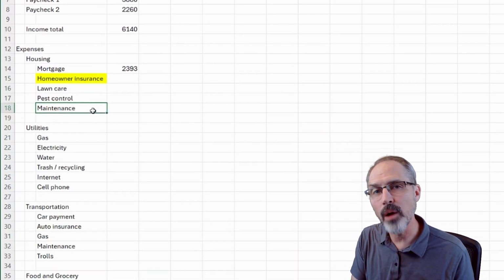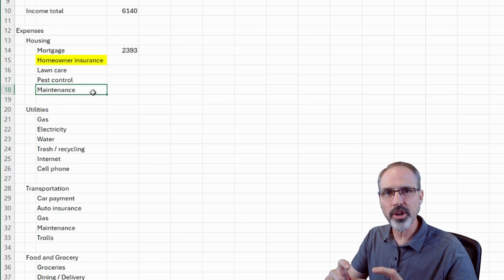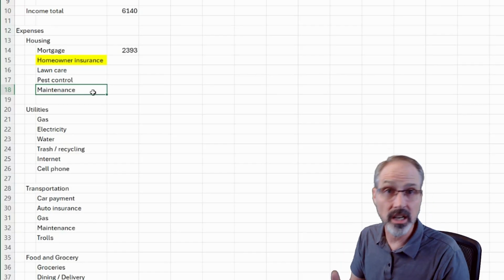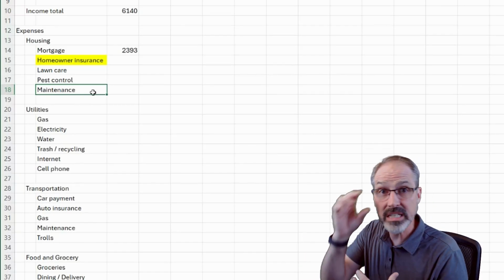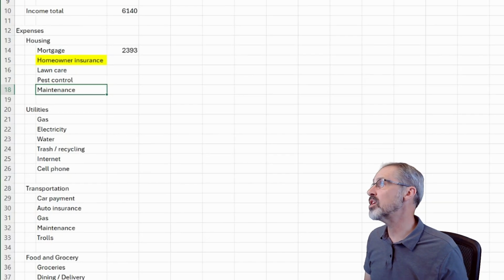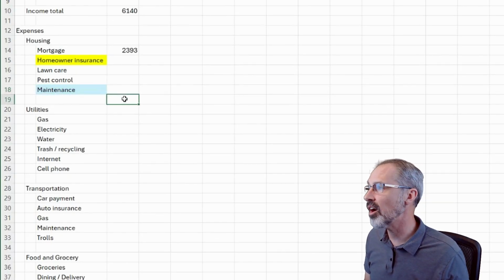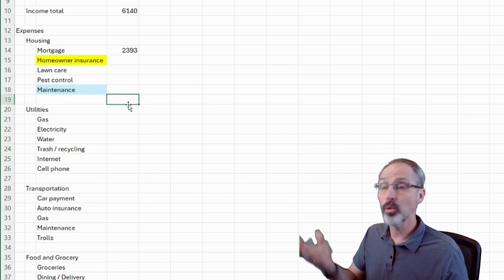And maintenance, I want to highlight that as well, because most people don't spend an exact amount on maintenance on their home every single month. That's something that could pop up or be different every month. So I want to highlight that in a different color, just so that we're aware that it is not showing up, but somehow there's got to be money for that when it's needed.